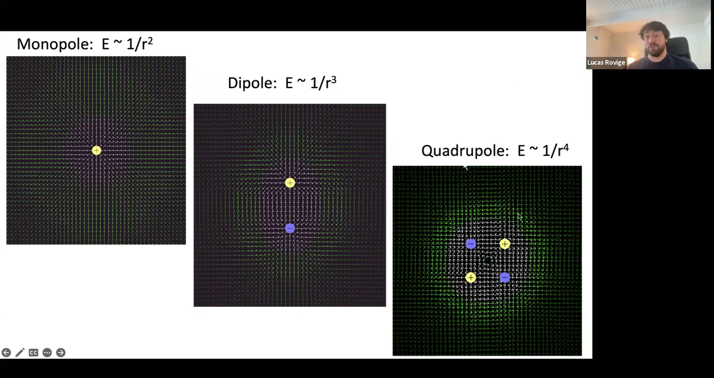And this is because it drops in 1/r³. And now if we consider the quadrupole case, where we have not 2, but 4 charges, it's still neutral overall, but it still has some electric field associated with this distribution. But now the drop is even more abrupt. This configuration has an electric field that evolves in 1/r⁴. So really, really fast drop with the distance here.